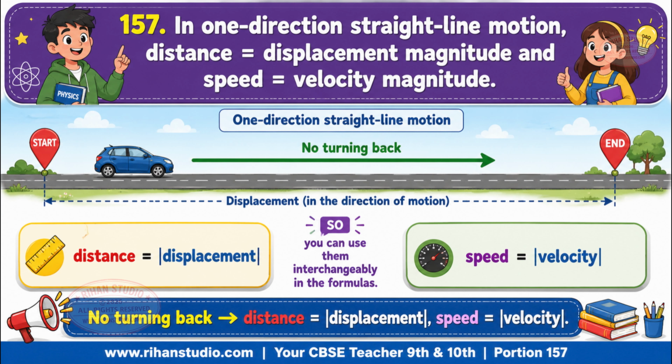In one-direction straight-line motion, distance equals the magnitude of displacement, and speed equals the magnitude of velocity. A reminder: with no turning back, distance equals the magnitude of displacement, and speed equals the magnitude of velocity, so you can use them interchangeably in the formulas.